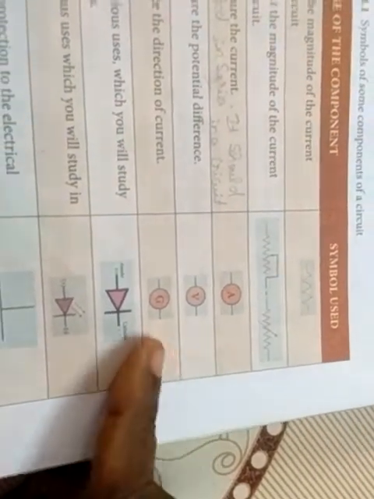That is an ammeter, the circle. A circle with A is an ammeter. A circle with V is a voltmeter. A circle with G is a galvanometer. So A is an ammeter, V is a voltmeter, G is a galvanometer.